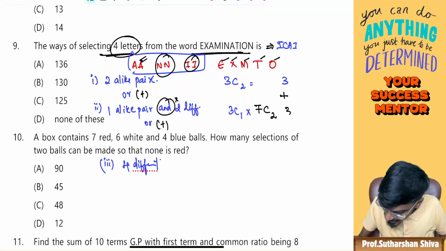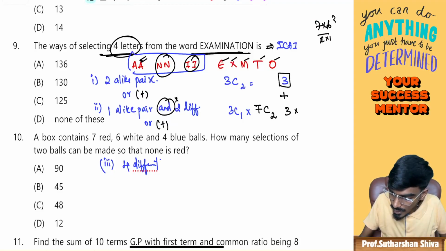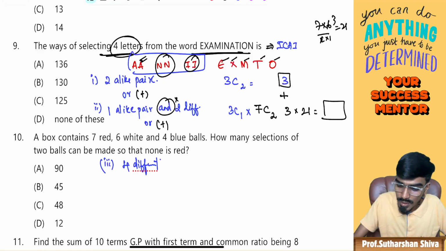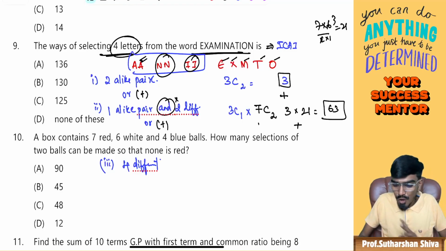3C1 is 3. 3C1 is 3 into 7C2. 7C2 is 7 into 6 divided by 2 into 1, which is equivalent to 21. So 21 into 3, which you know is 63. Plus 4 different, all 4 are different.